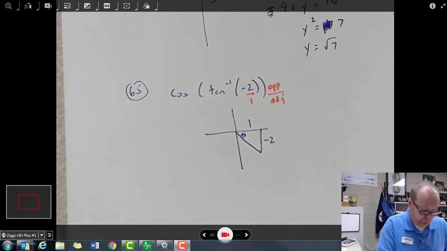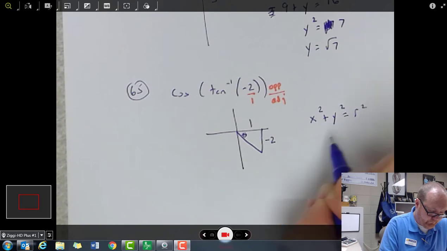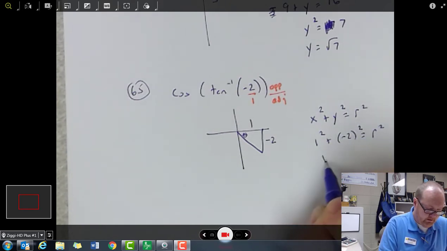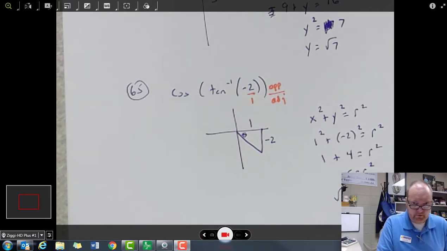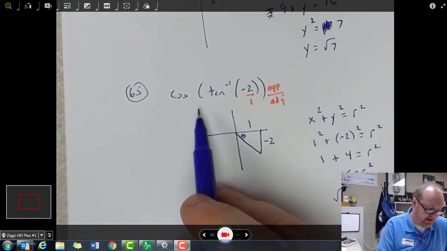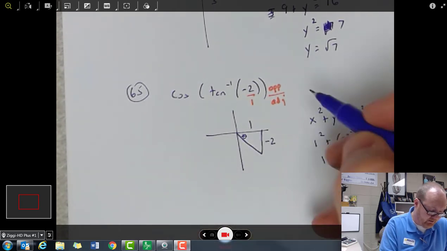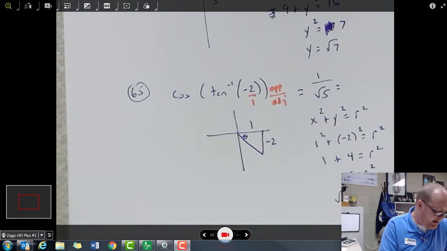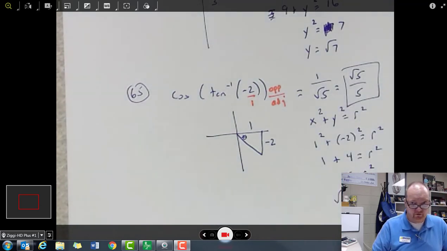So then let me go through Pythagorean theorem once more. And it looks like r is going to be the square root of 5. So again, I want the cosine of that angle. So cosine is defined to be adjacent over hypotenuse, which is 1 over the square root of 5. And I'm going to rationalize that. Square root of 5 over 5.